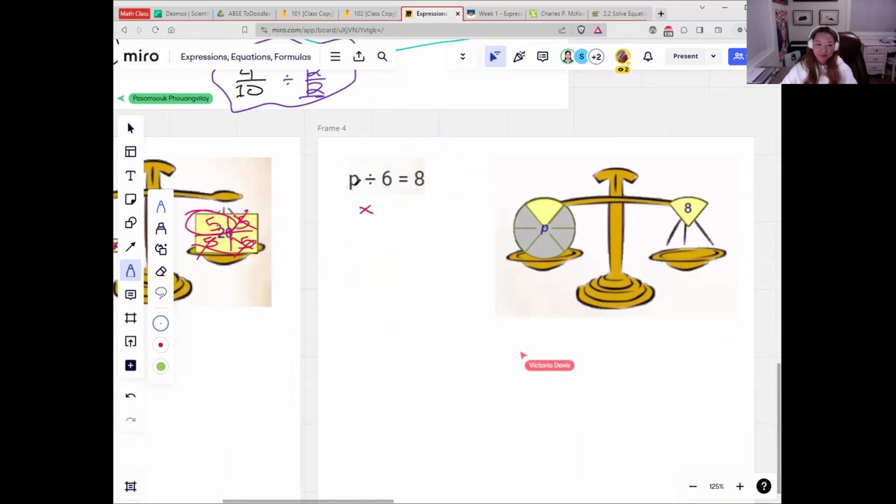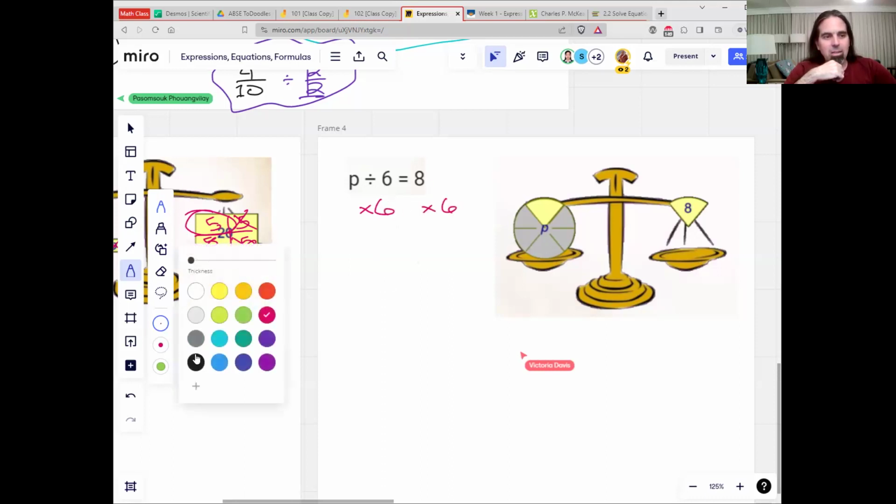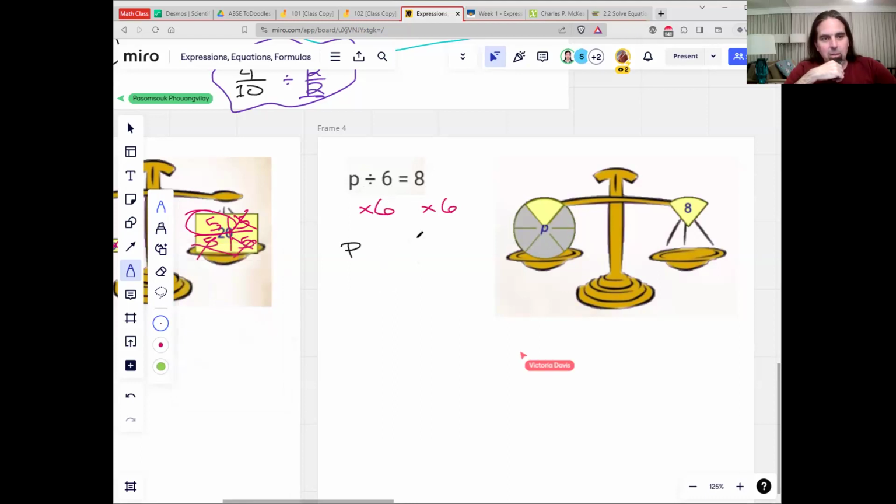The opposite of divided by 6 is going to be times 6. And if I do that to one side, I do that to the other. I get my P by itself. Divided by 6 times 6 cancels out. And then 6 times 8 is 48. Everyone okay with me?